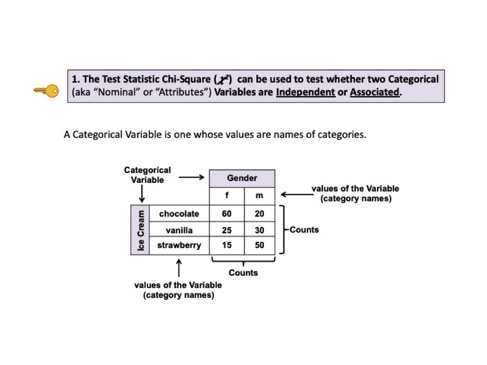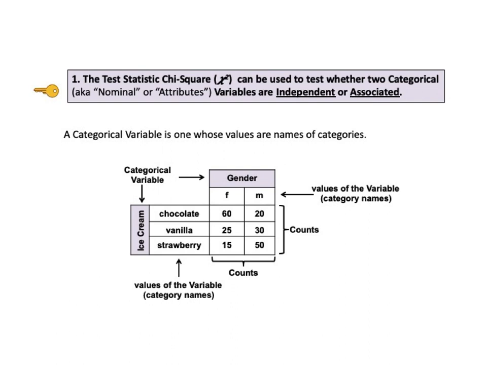KTU number 1 says, the test statistic chi-square can be used to test whether 2 categorical variables are independent or associated. Categorical variables are also known as nominal or attributes variables. We'll spend some time explaining all these terms. First, a categorical variable is one whose values are names of categories. This concept was explained in the previous video, and here's another explanation that may help.